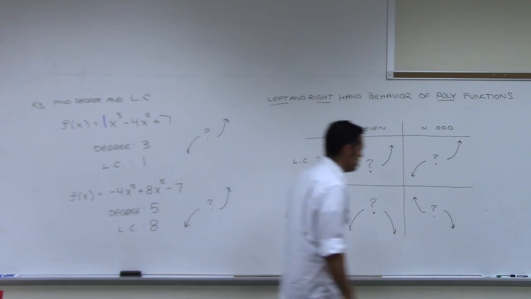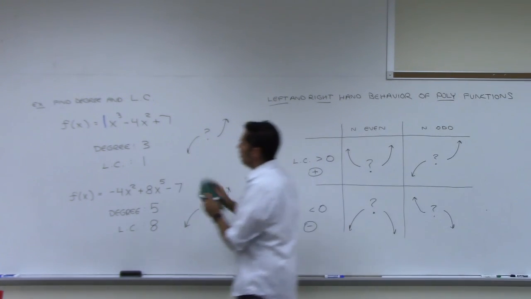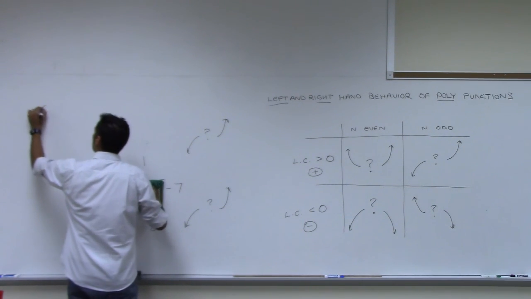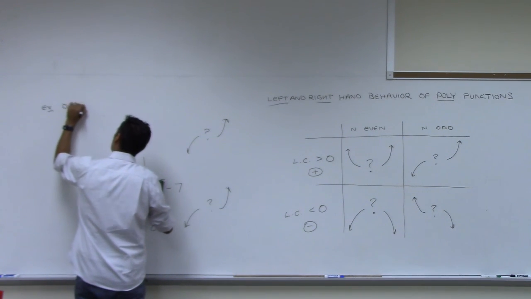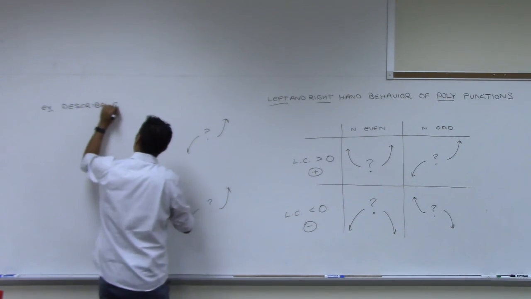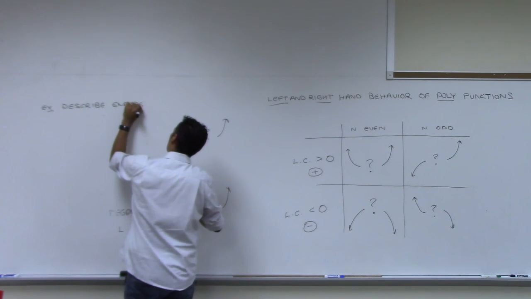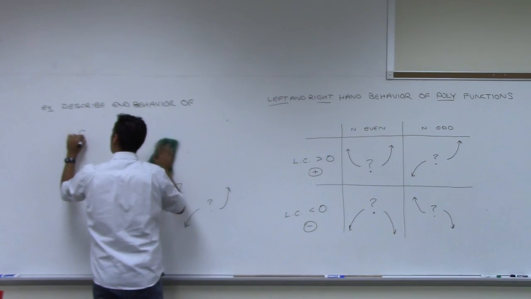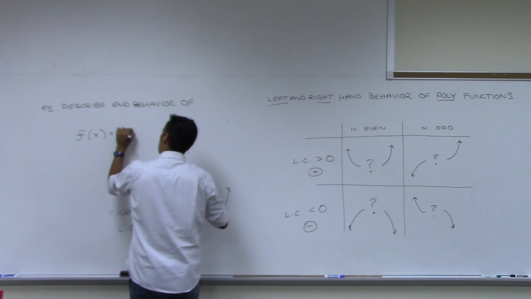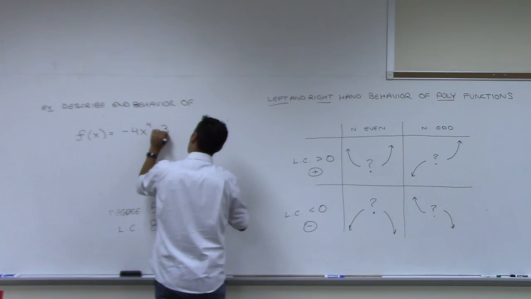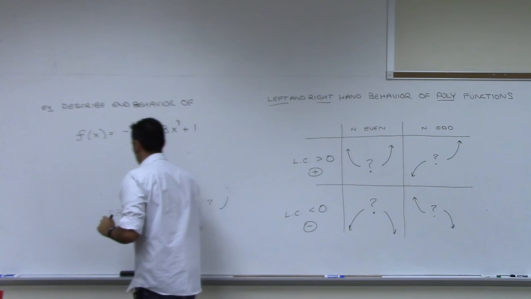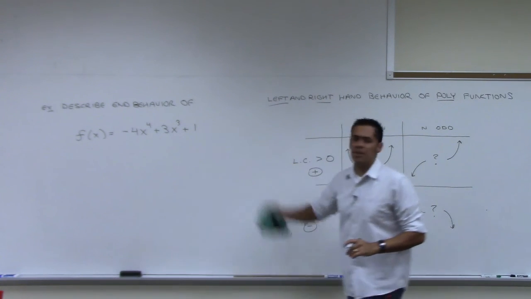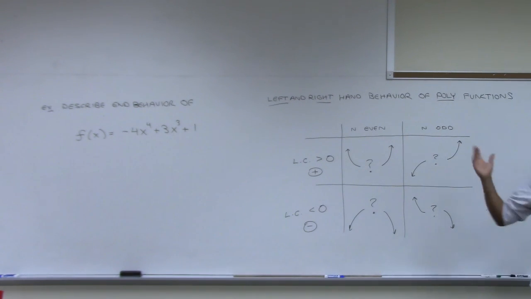Okay, so let's do one more example. Can you tell me for this one, to describe the end behavior of f of x equals negative 4x to the fourth plus 3x cubed plus 1. Tell me what the left and right hand behavior of this one would be. And when I ask for this, all you have to do is draw that little thing with the question mark, and that makes enough sense to me.